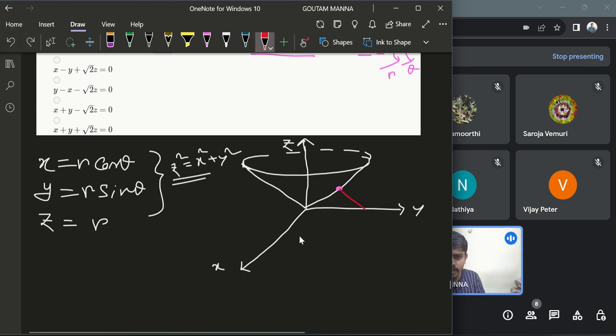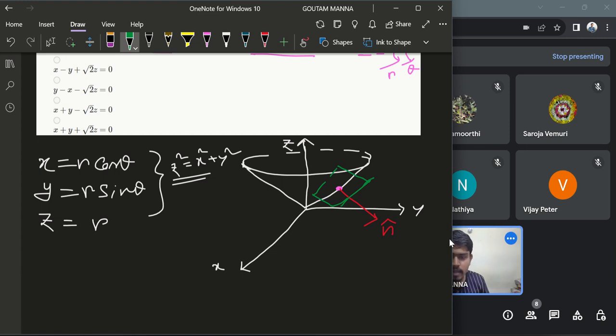We need to find a vector that will be perpendicular at this point, perpendicular to this cone at this point. So that means it will be perpendicular to the tangent plane also. If this is a tangent plane, then it will be perpendicular to the tangent plane. So first we need to find out this n vector.